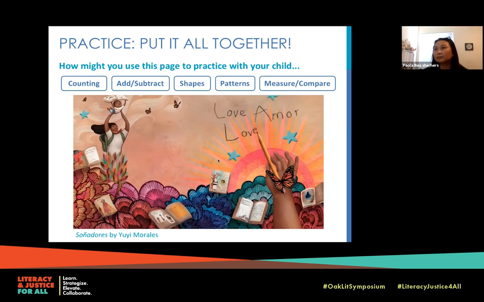Let's see. Are there any brave volunteers who would want to share with us what kind of question you can ask using this non-math storybook? We have a very quiet participant today.